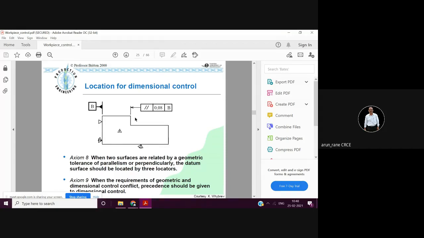That means when you want to maintain this dimension, you must take the reference. You have to rest it on this surface, I say.